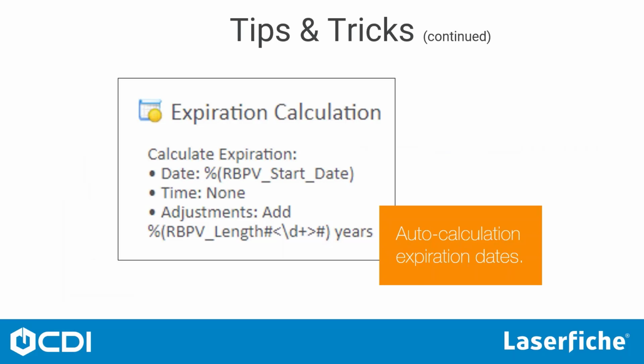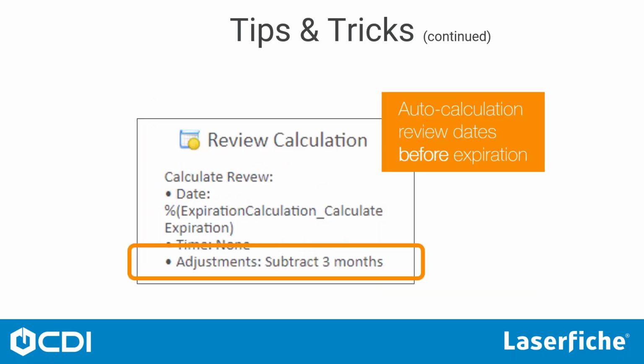So again, we talked about date calculations a little while ago, but not only can you auto-calculate that reminder date, but you can also calculate the expiration dates. So if the contract starts on January 1st and it's got a 1-year term, it can automatically calculate the expiration date on that as well. So this is just a little snippet on how that looks. So adjustment, subtract 3 months, and that's how you get your review date prior to expiration.